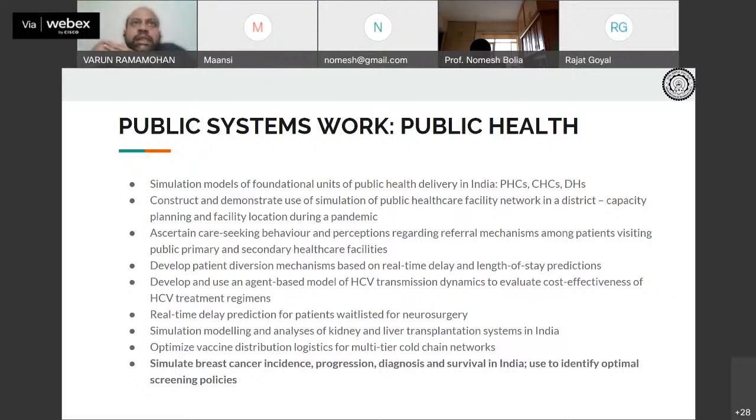One thing I want to mention here is that even though we work on problems that are very specific to the Indian context, we always have an eye on how this work can be generalized beyond India, right? So how does it contribute, of course, to public healthcare delivery in India? How does it inform policy? But also, how does it contribute to the operations research and industrial engineering literature at large, right? So that is also something that we always have an eye on.